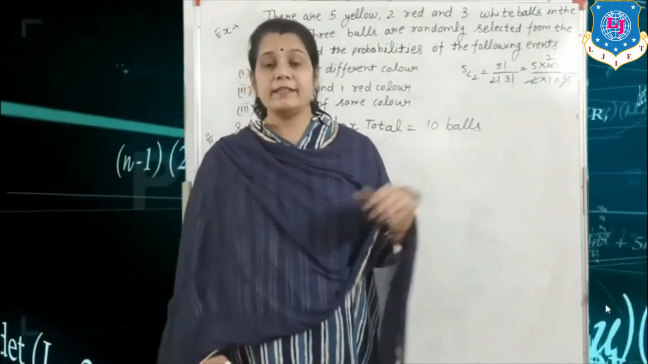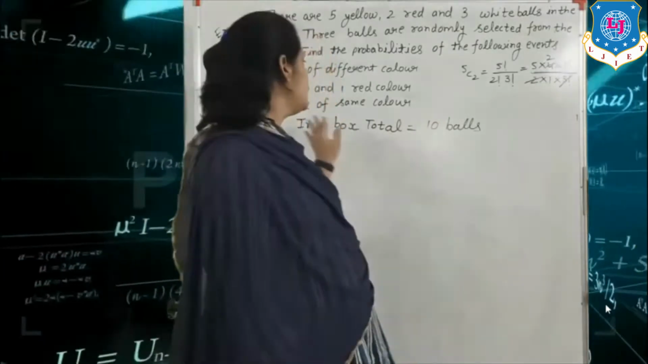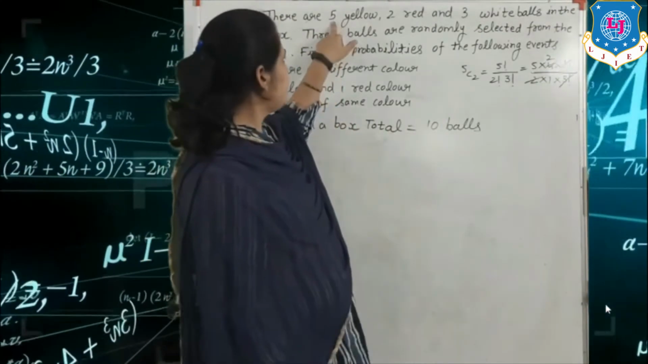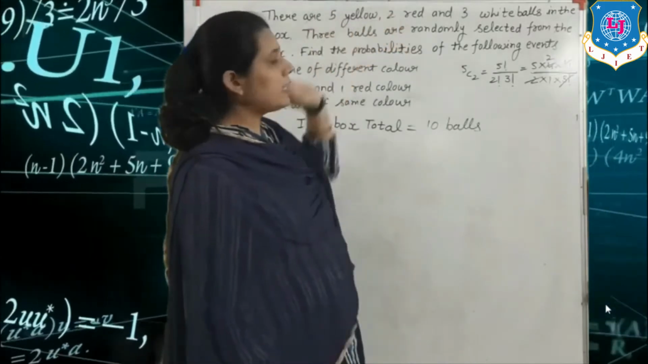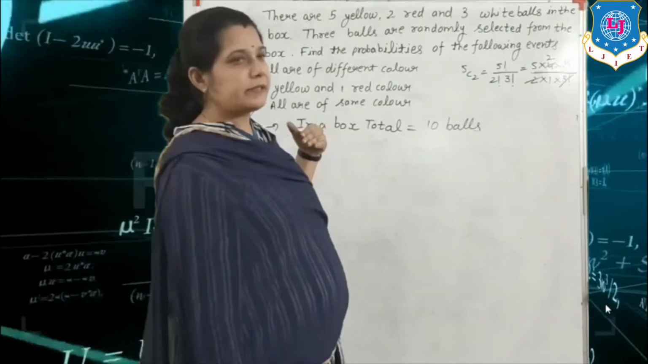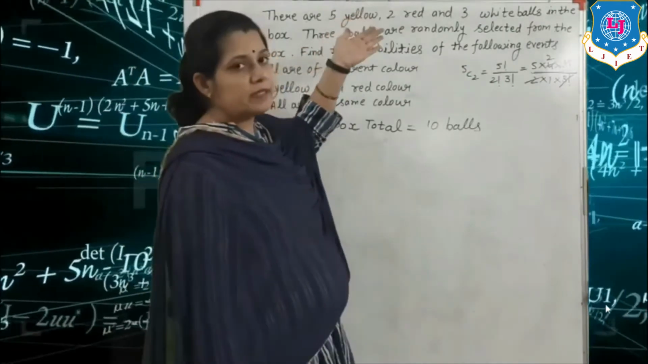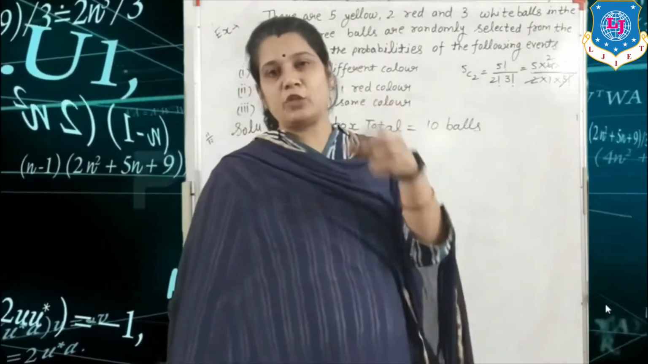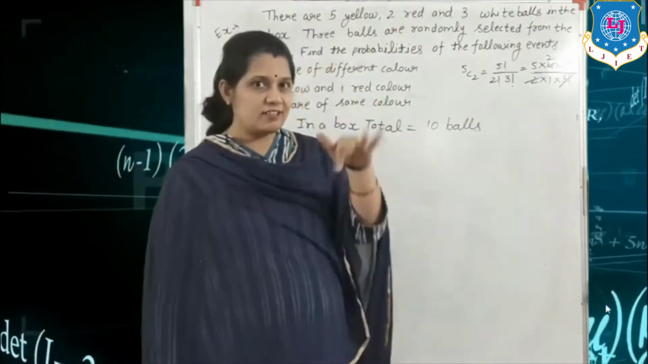Okay. Next one is all are of same color. For finding that all balls are the same color, we have 5 yellow balls, 2 red balls and 3 white balls. So obviously all 3 balls may be yellow color or white color, because there are only 2 red balls in total. So we can't consider 3 red balls.